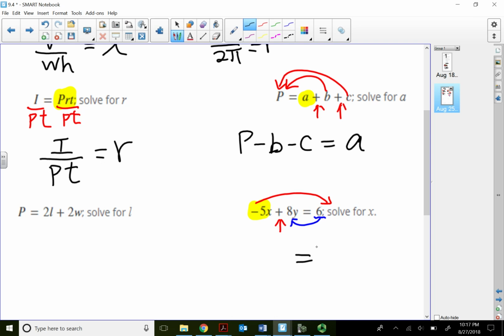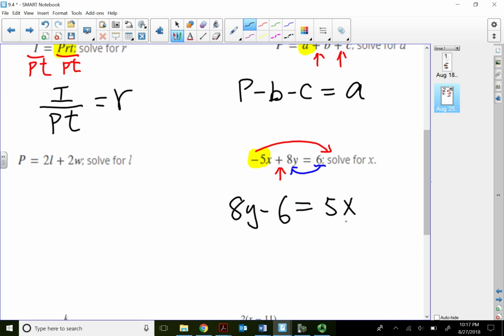So having equal sign in the middle, negative 5x comes to the right, become positive. On the left side, 8y is still 8y. Positive 6 come over, move over to the left side of the equal sign, become negative. So my x is not by itself yet. Since I don't have any like term to combine, all I'm going to say here is divide every term by the coefficient 5. So my answer, x equals 8 over 5y minus 6 over 5. That will be my answer.